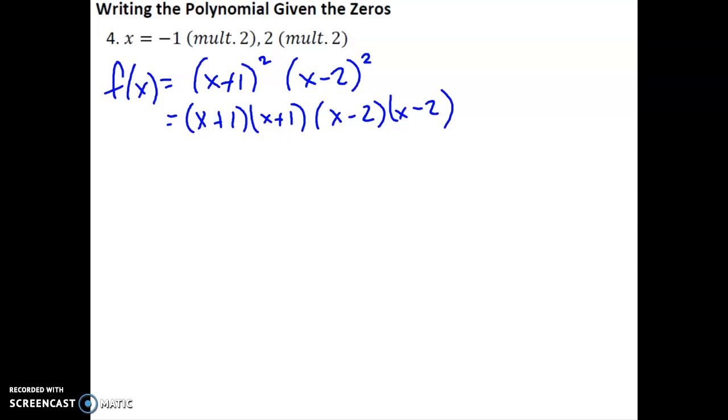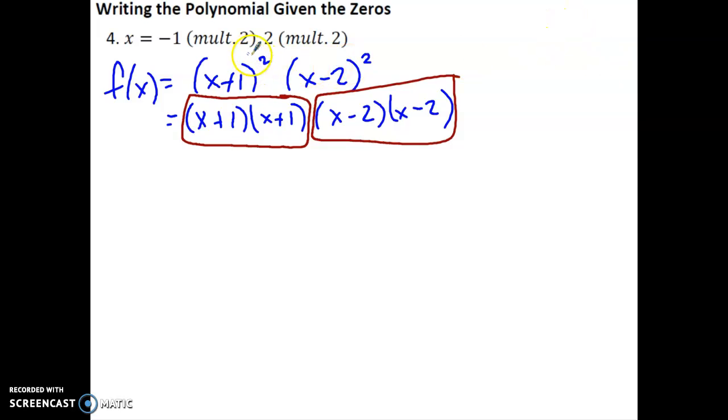And so what I'm going to do, I'm going to multiply these 2 together and combine like terms. Then I'll multiply these 2 together and combine like terms. And then I'll multiply together the answers that I get. Both of these are going to work out to be perfect square trinomials because you can see I had a squared on both of them.